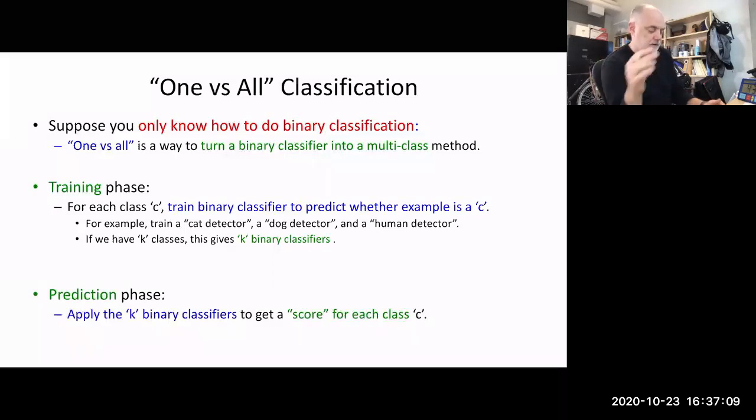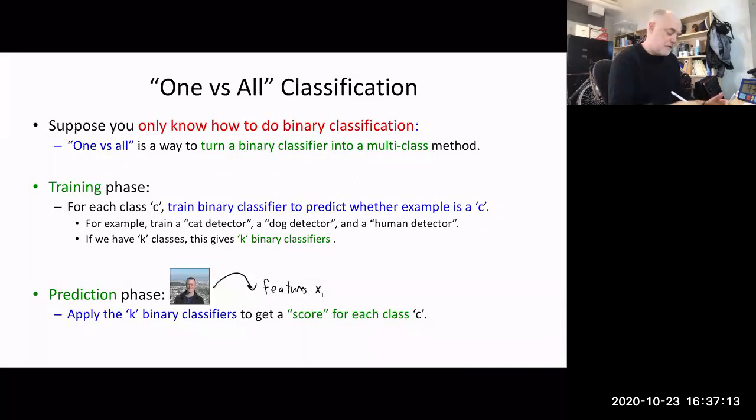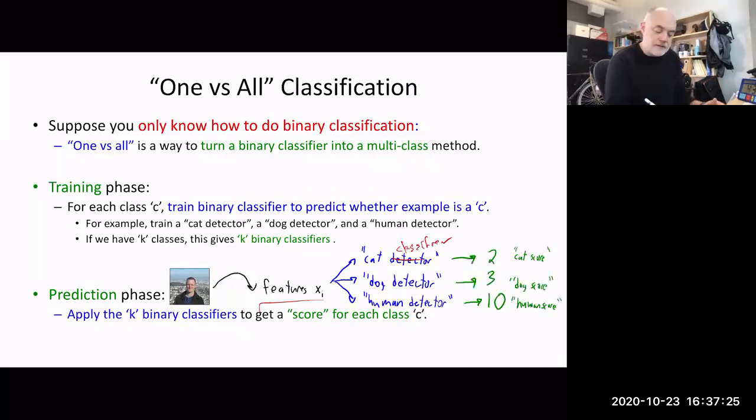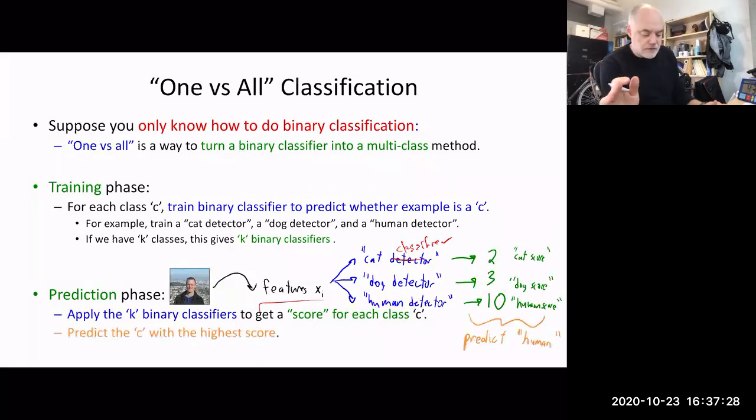In the prediction phase, we take those binary classifiers and we get a score for each class C. So here's an image. We extract some features, xi. We run our cat classifier, dog classifier, which of course would be a detector. Is it there or not? So on and so forth. Human detector. And you get some sort of a score. Now I haven't said what the scores are, but let's just assume that you get some sort of score, and whichever score is maximum, you predict that. You predict the class with the highest score.